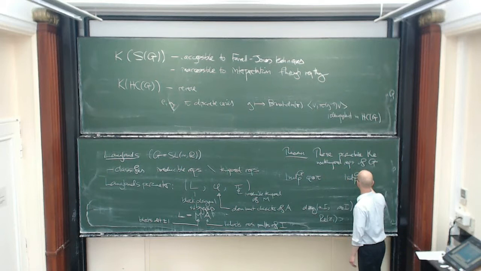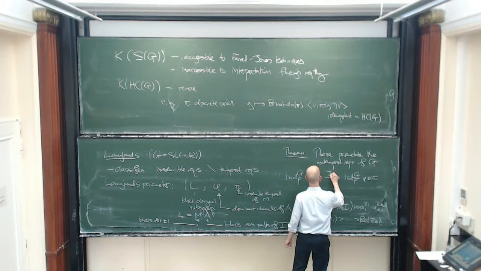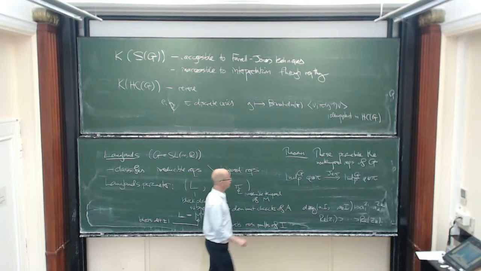As your vehicle for understanding parabolic induction. And then you'd get another representation. And usually they're the same. There's a canonical intertwiner like this, which is usually an isomorphism, but not all the time.